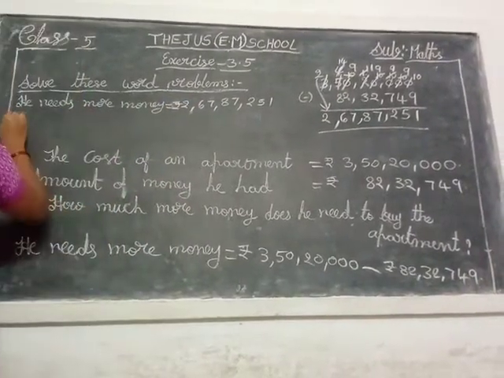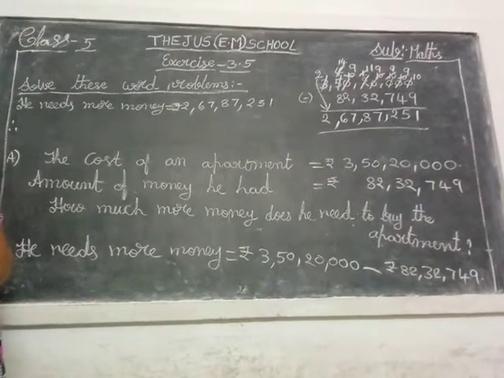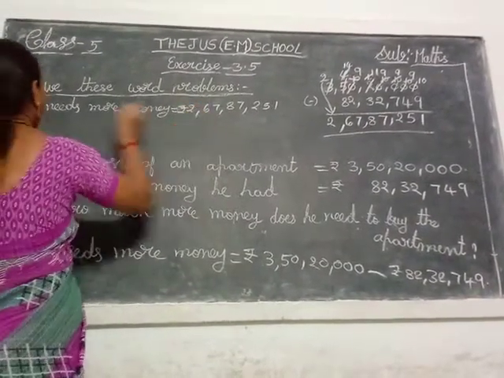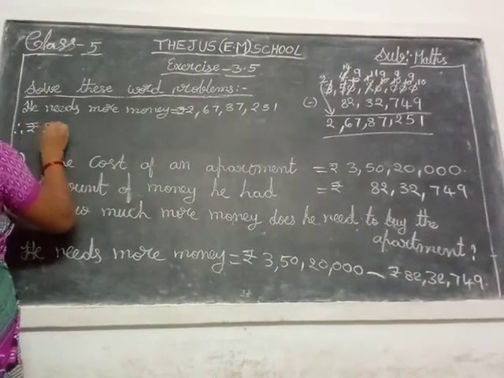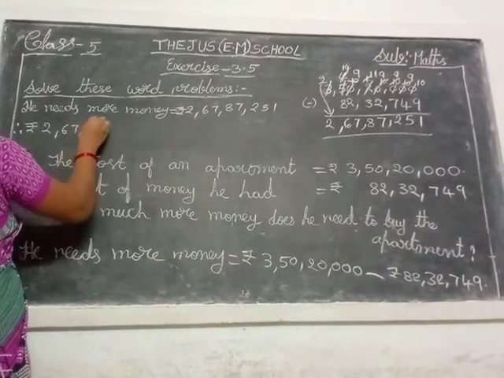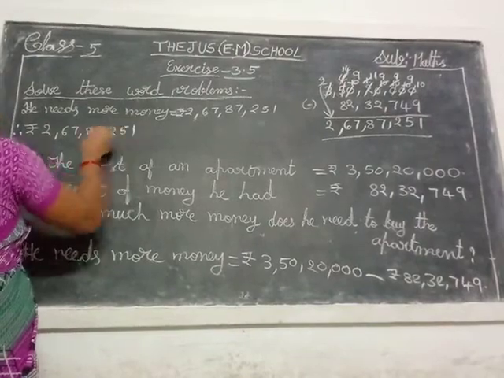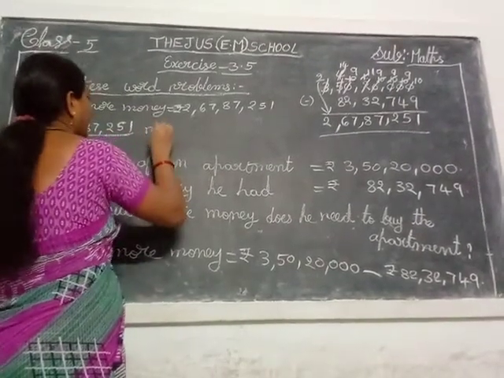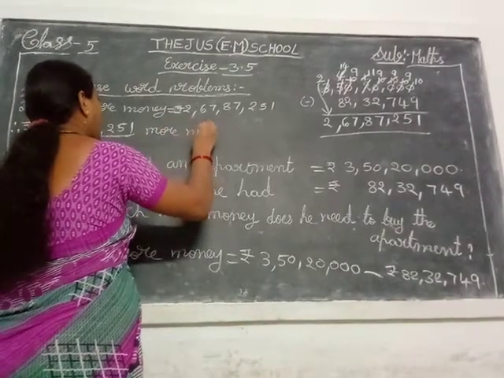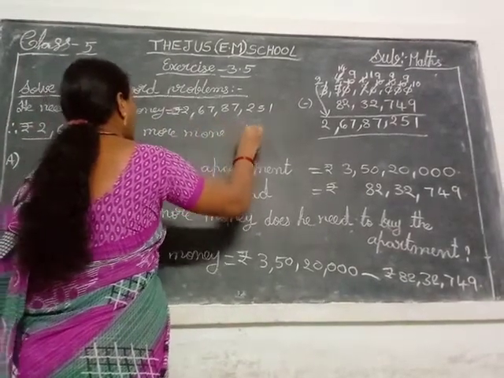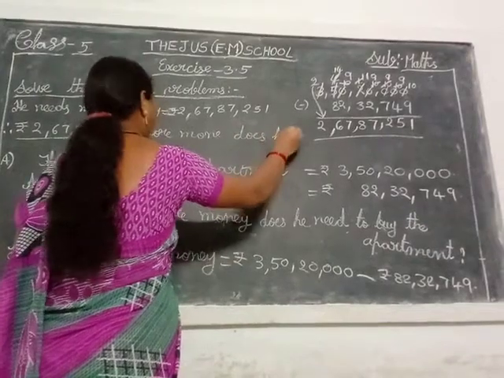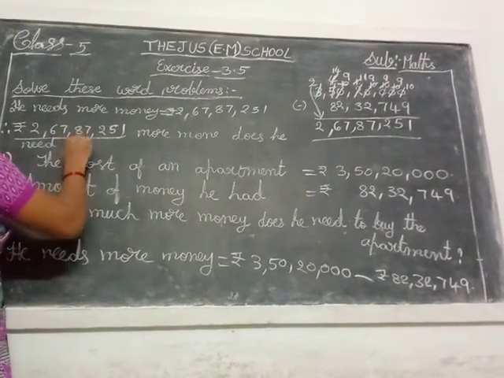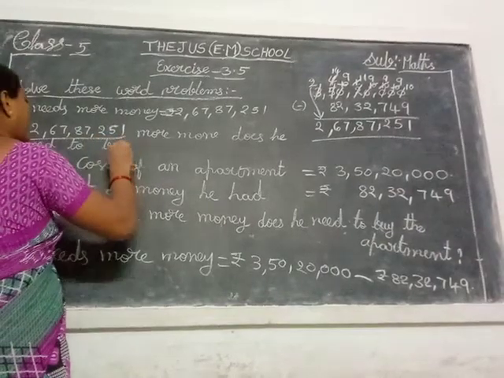Now you write lastly the conclusion: how much more money does he need to buy the apartment? How much more money, children? 2,67,87,251 rupees. More money does he need to buy the apartment?